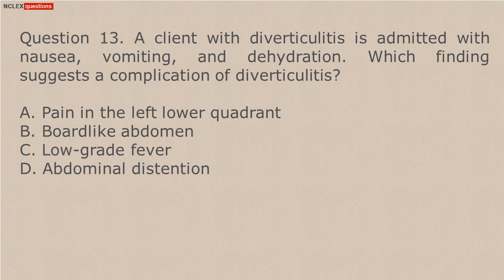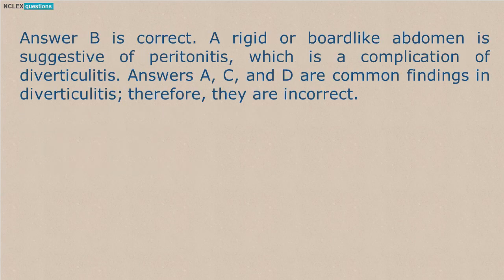Question 8. The physician has discussed. Answer B is correct. A rigid or board-like abdomen is suggestive of peritonitis, which is a complication of diverticulitis. Answers A, C, and D are common findings in diverticulitis, therefore, they are incorrect.